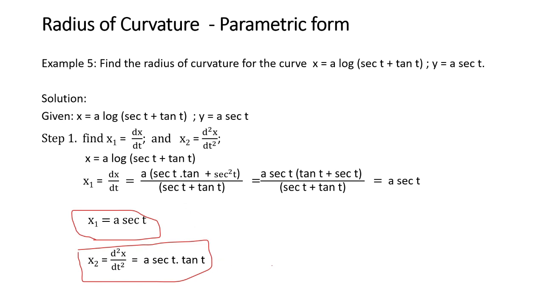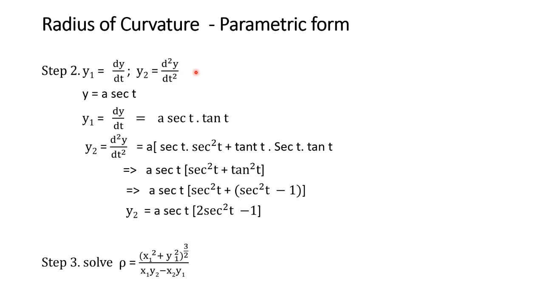Here product rule, a is constant, keeping secant t as such and differentiating tan t is secant square t, plus now keep tan t, and differentiating secant t is secant t tan t. Taking a secant t common out, secant square t plus tan square t is 2 secant square t minus 1, and we get y2 as a secant t times 2 secant square t minus 1. Step 3, solve for rho. Substituting the values of x1, x2, y1 and y2 we get this.